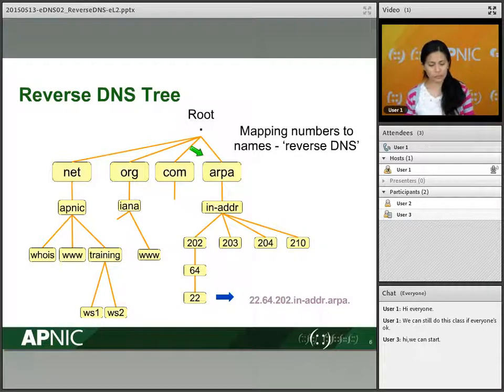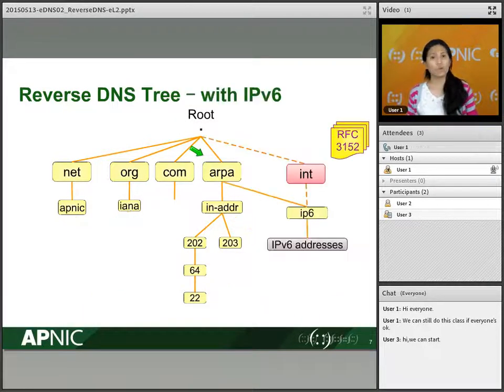Next one is here, what about IPv6? Now previously, and you might still see this in older configurations, we had a .int top level domain. .int was used pretty much for testing IPv6 blocks with the reverse DNS tree. Now we don't use this anymore. This is already deprecated.